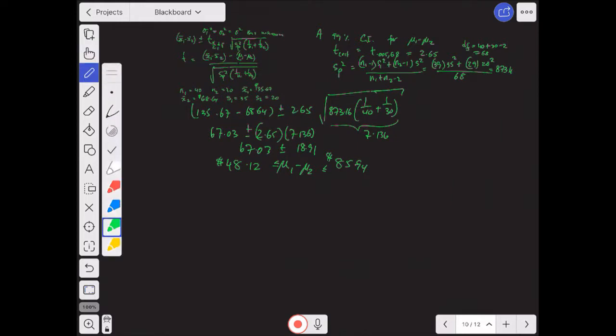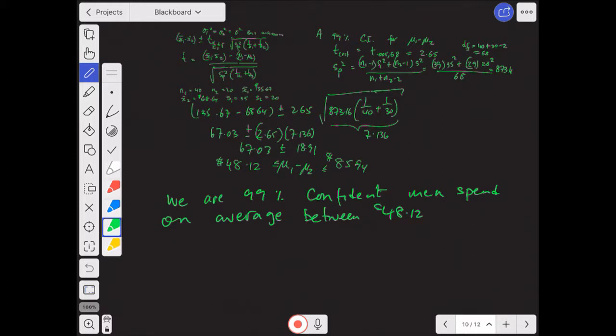So we are 99% confident men spend on average somewhere between $48.12 and $85.94 more than women on Valentine's.